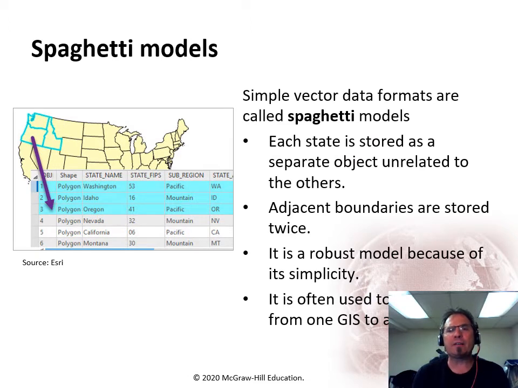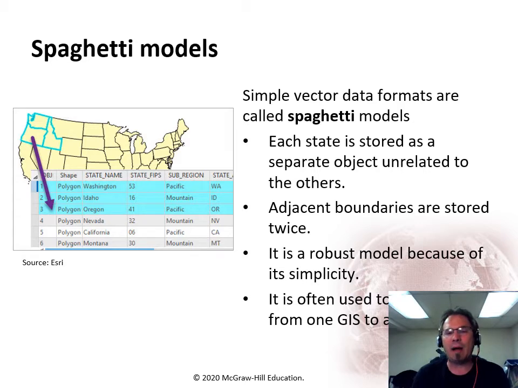So a simple vector data format is called a spaghetti model. Each state is stored as a separate object unrelated to the others. So the adjacent boundaries are stored twice. In the background, you don't necessarily see this in the attribute table. It has the boundaries for both the state and the state next to it, so to speak.